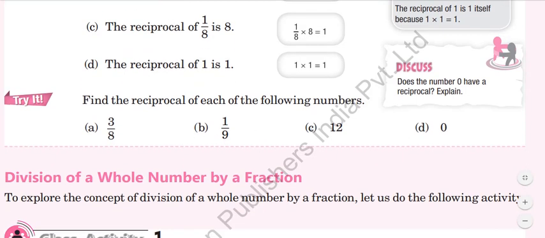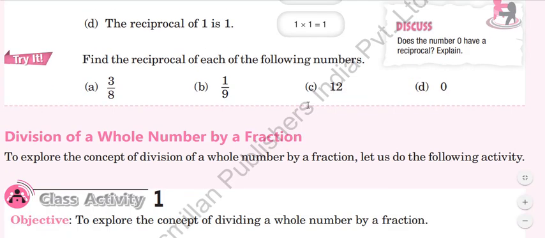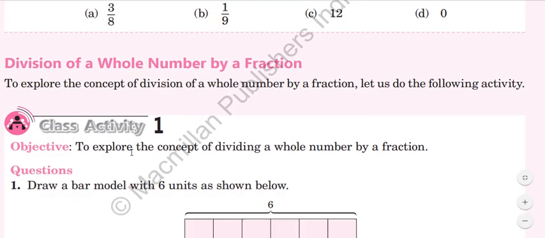In the last case, again I want to tell you a very important thing: the reciprocal of 0 does not exist, because 0 can be written as 0 upon 1, and the reciprocal will be equal to 1 upon 0. And 1 upon 0 does not exist, or it's such a huge number which we can't calculate. Now coming to the next heading, that is division of a whole number by a fraction.